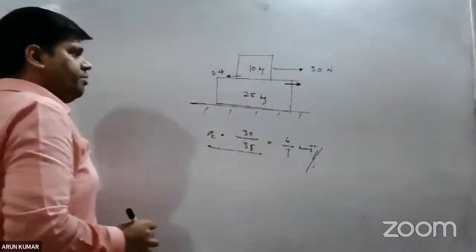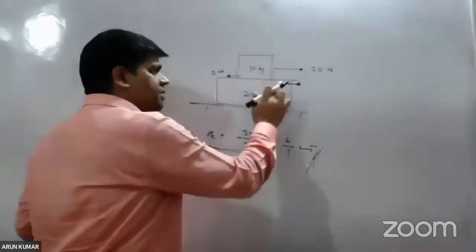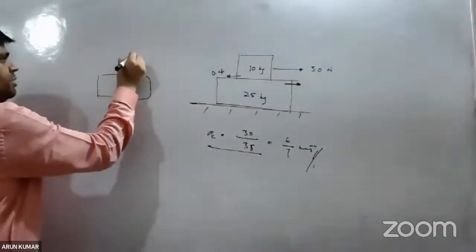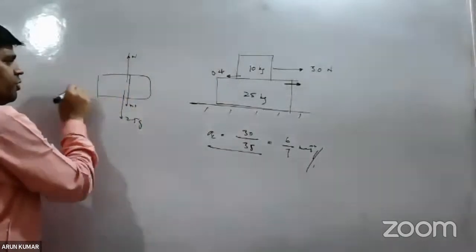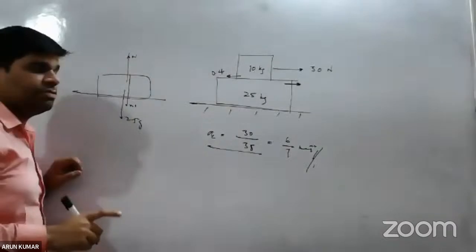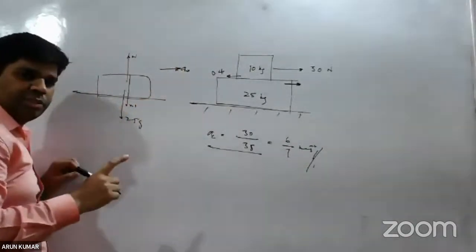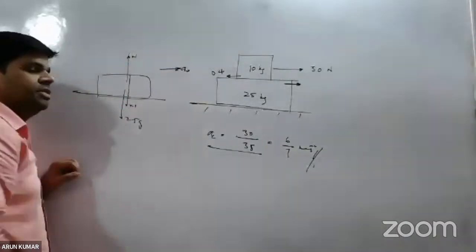Sir, can you explain once again? Yeah. See, for the lower block, if I see the FBD, I've got normal reaction and weight, 25g. For the horizontal direction, there is only one force which is possible that can produce horizontal acceleration. There is only one force which is responsible for this acceleration, which is friction. So friction has to be towards right.